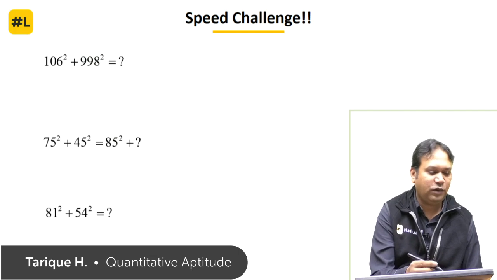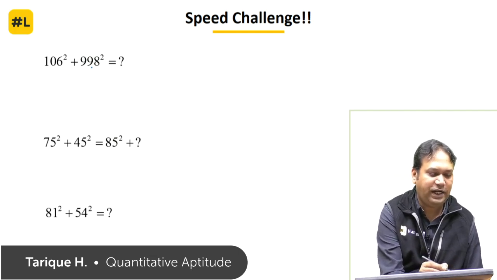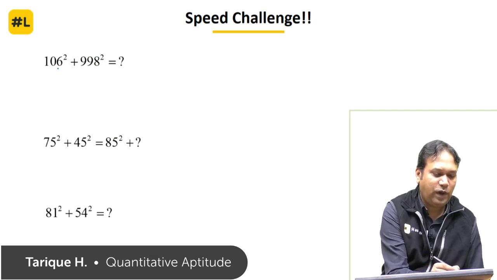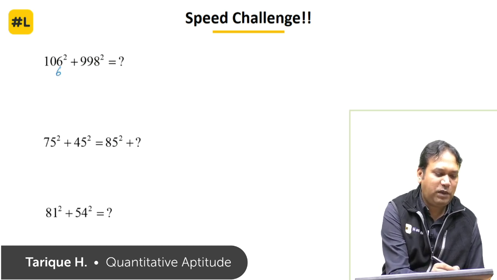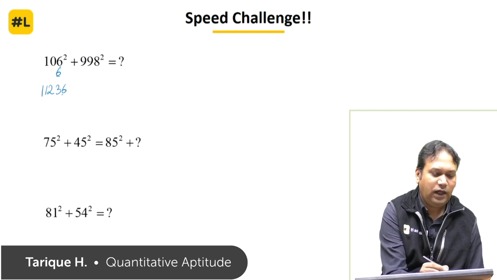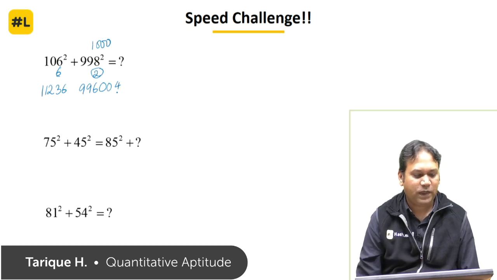This is a speed challenge for you, 106 square plus 998 square. So, 106 square plus 998 square will be how much? 106 plus 6, and 6 square is 36. 998 square, from 1000 the difference is 2, subtract 2, and 2 square is 004, that will give you the answer.